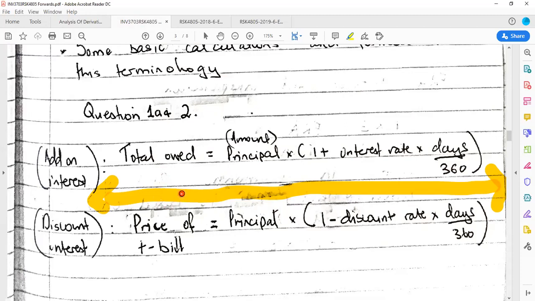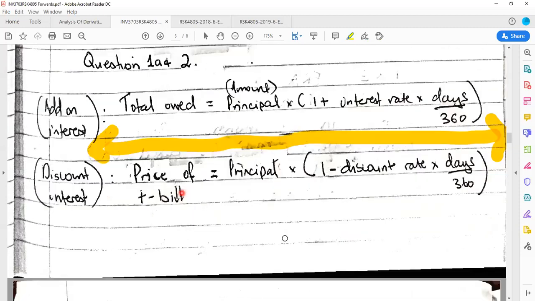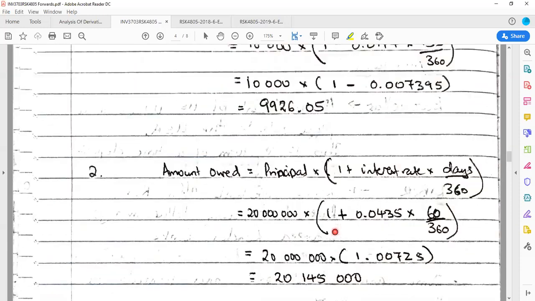Okay, hopefully you were able to do that calculation, and hopefully you got 20,145,000. This is another simple calculation that I don't think I need to put on the calculator. You just follow this exactly as it is, right? 20 million times open bracket 1 plus 0.0435 times 60 over 360. You simplify this part, you get 1.00725. Multiply that by 20 million and you get 20,145,000.